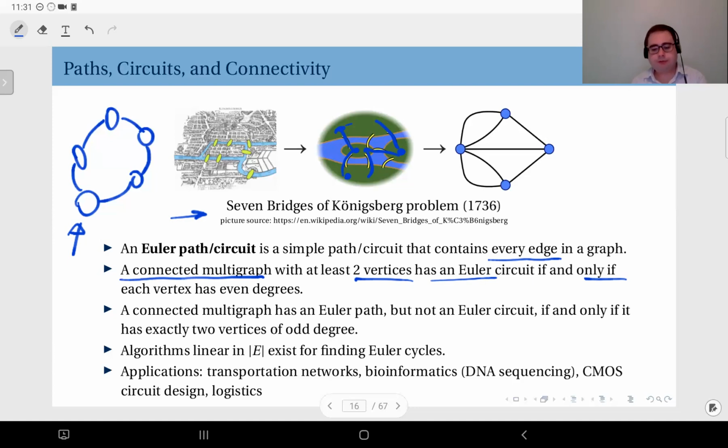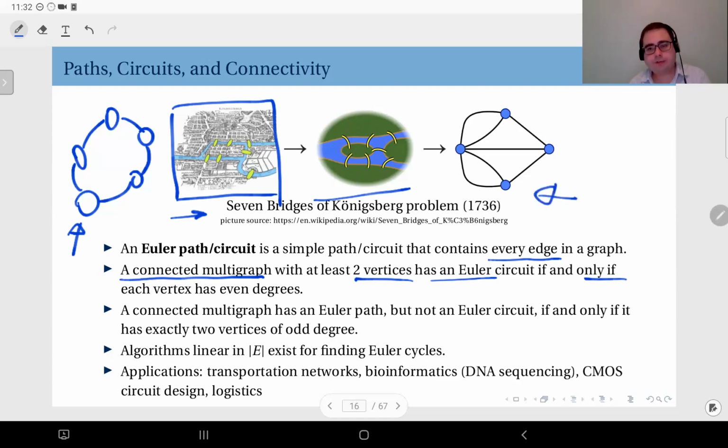possible because you see, well, this is the real geographical map of this town at that time, and this in the middle is a sort of a simplification, and on the right hand side you see the graph representation of this structure, and clearly you see we have, for instance, this vertex with a degree of 5, this one with a degree of 3, and the others also degrees of 3.